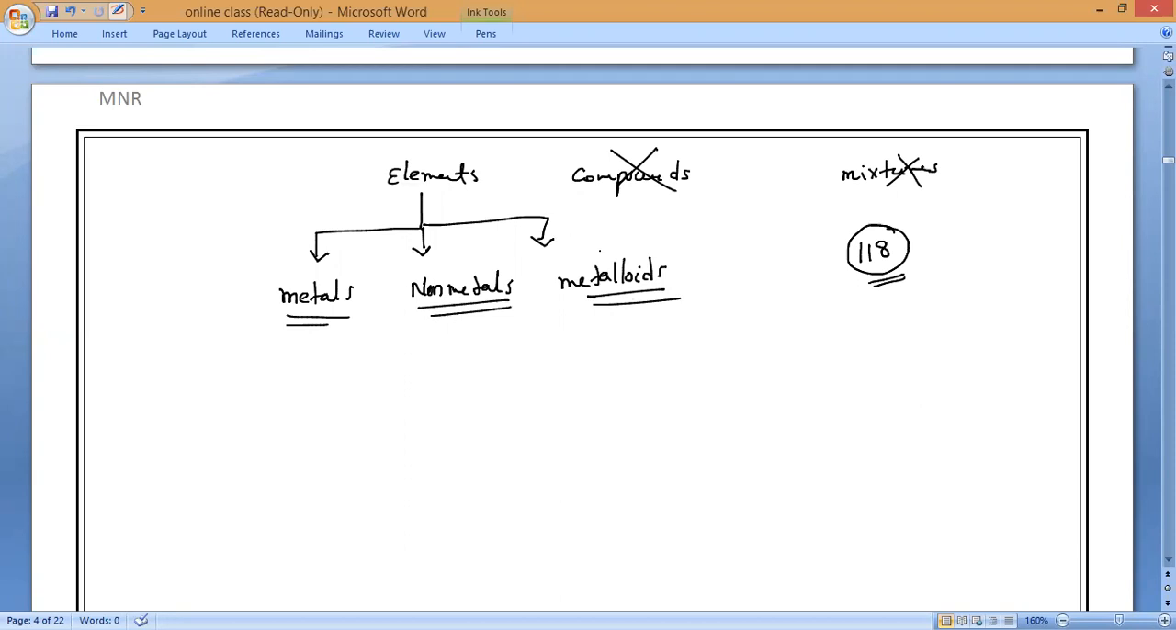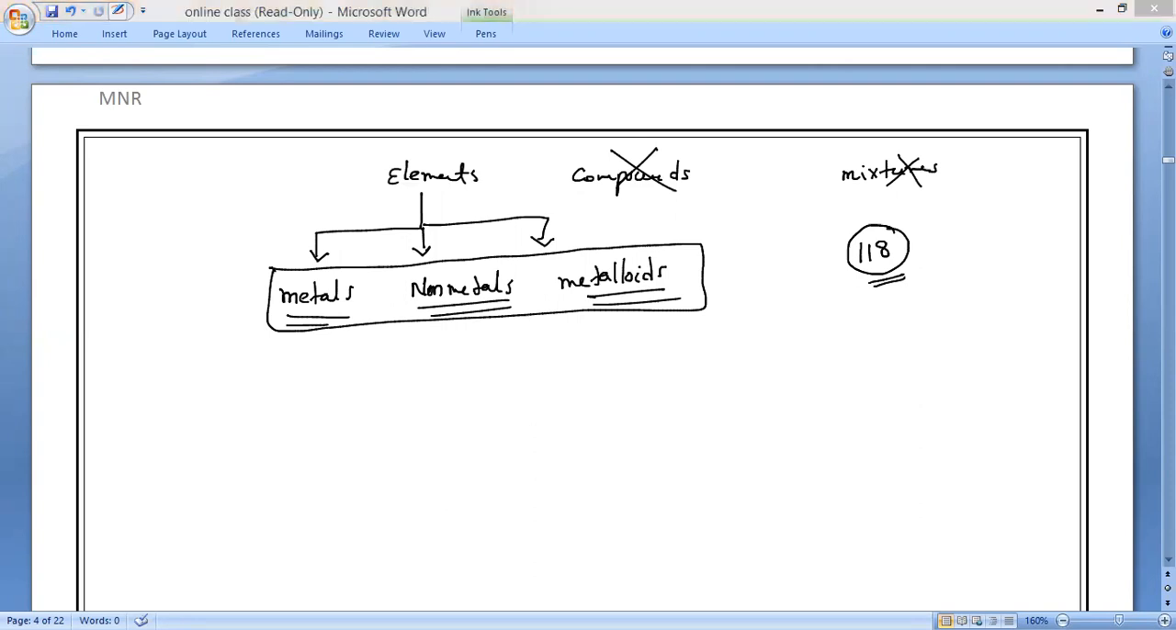Lanthanides and actinoids are under metals only, Hari. They are not separate. They are also metals only. Elements are classified in three ways: metals, non-metals, and as well as the third one, metalloids. So all the elements we can divide into these groups. Now one by one we'll study, and I will show you the periodic table also, where and how they are present. Let us come to the metals first.